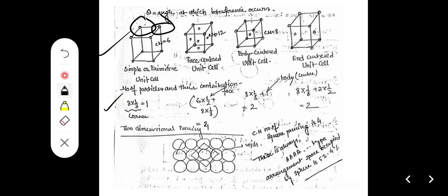And next, the face-centered unit cell means there are atoms at the corners and also on the faces. Total faces 6, with contribution half each. So 6 into half plus total corner atoms 8 into 1 by 8, ultimately we get 4. That is the Z value. The Z value can be used in the density formula.